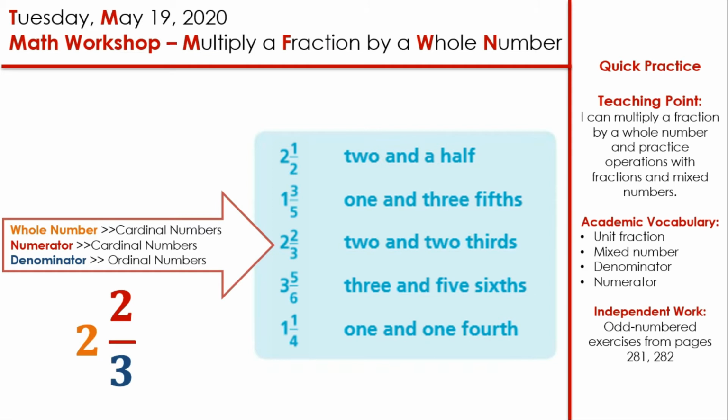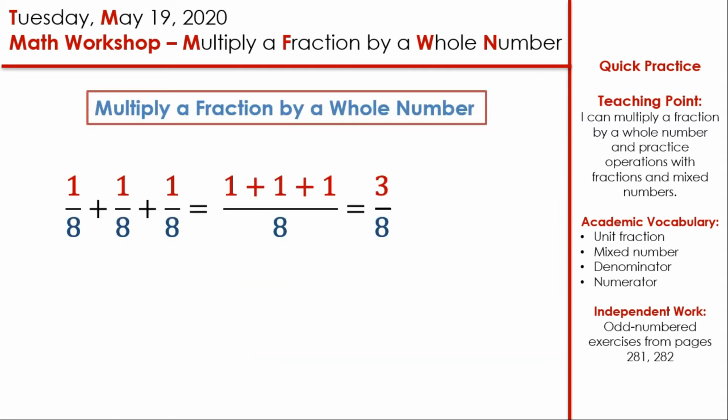Then we have the denominator actually expressed as a cardinal number like 3, 4, 5, 6, as you can see right here. And then we have the denominator that is usually denoted as an ordinal number, for example, fifth, third, sixth, fourth, actually denoted in a place. So keep that in mind.